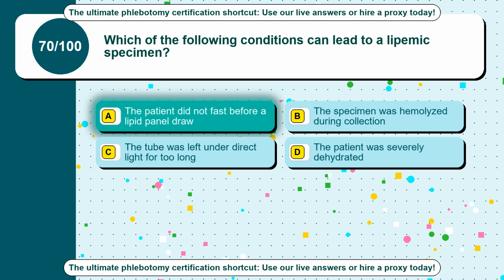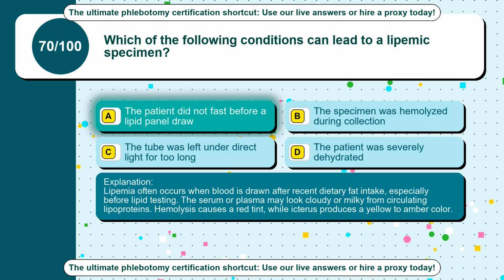The correct answer is option A. The patient did not fast before a lipid panel draw. Lipemia often occurs when blood is drawn after recent dietary fat intake, especially before lipid testing. The serum or plasma may look cloudy or milky from circulating lipoproteins. Hemolysis causes a red tint, while icterus produces a yellow to amber color. Question 71.